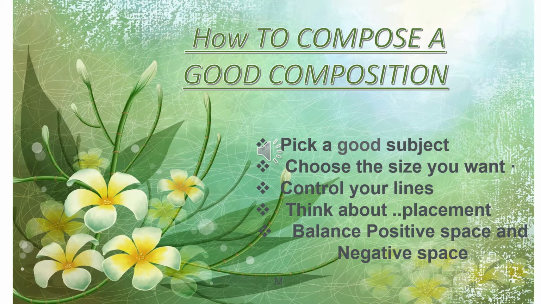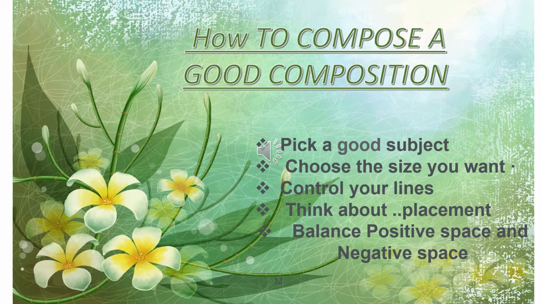Now we have already discussed composition. How do we compose a good composition? What are the points we have to look at so we can improve our compositions? Pick a good subject. Your composition depends a lot on what you are actually painting or drawing, so pick something very interesting. The second one is to choose the size you want. How big or small do you want to portray your subject?